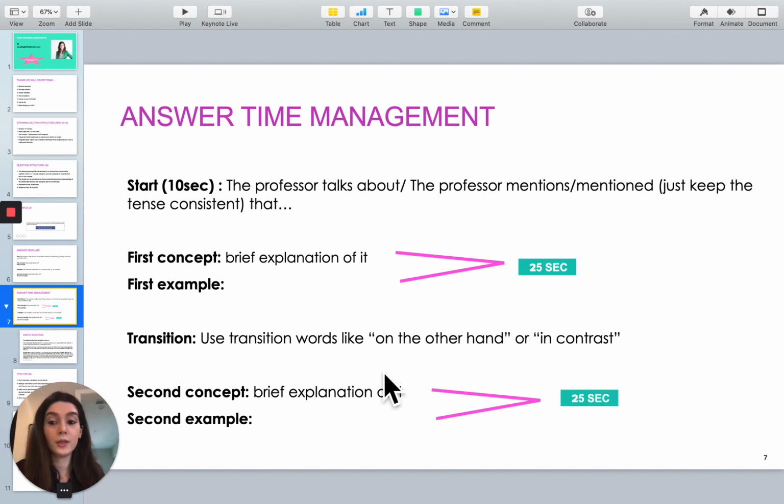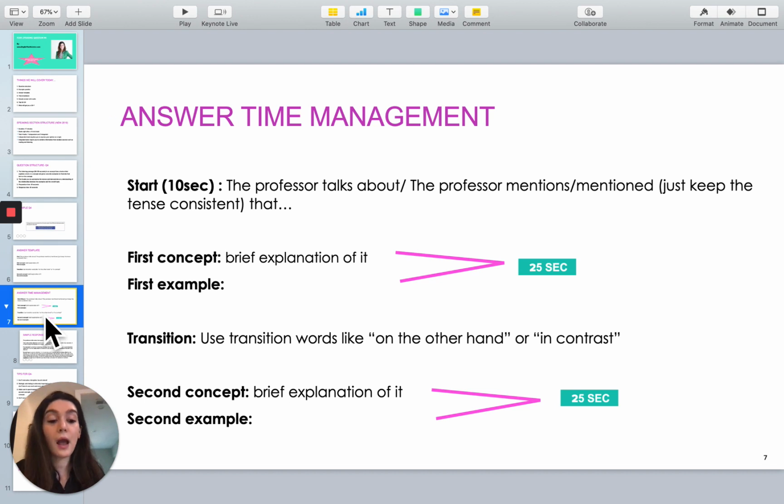Then you are going to transition, but this is just a transition word. Like you'll say, on the other hand, passive attention is. Right? So the second concept and second example can take another 25 seconds. Now, remember, this time management is given to you so that you don't end up spending too much time on either the first concept and first example or the second concept and second example. A lot of students end up spending too much time on the first part and then they don't have enough time for the second part, and then they're not going to get a 26, and we'll discuss that later, why that happens and why you won't get a 26 if you make that mistake.